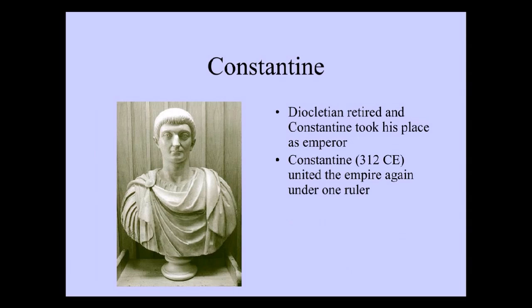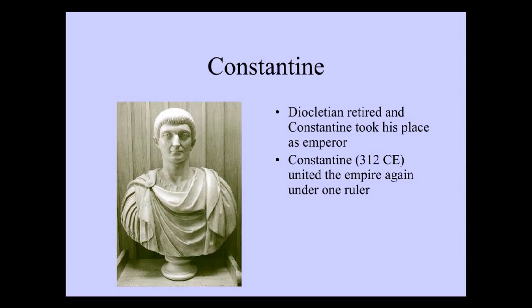Diocletian retires, Constantine takes his place. Now that in itself is unusual because most emperors before Diocletian died in office or were killed. Diocletian gets to retire. And so he kind of did things he wanted to do. He came in, he reformed things, he left. Constantine takes over in the year 312.